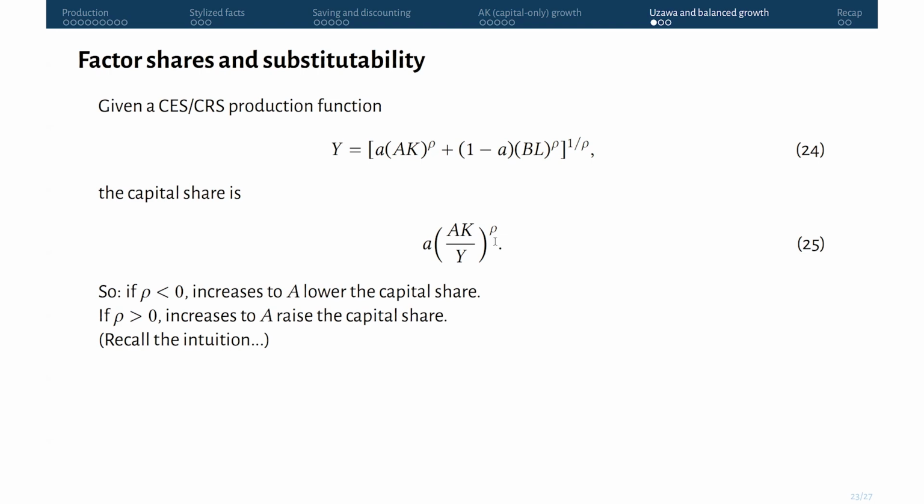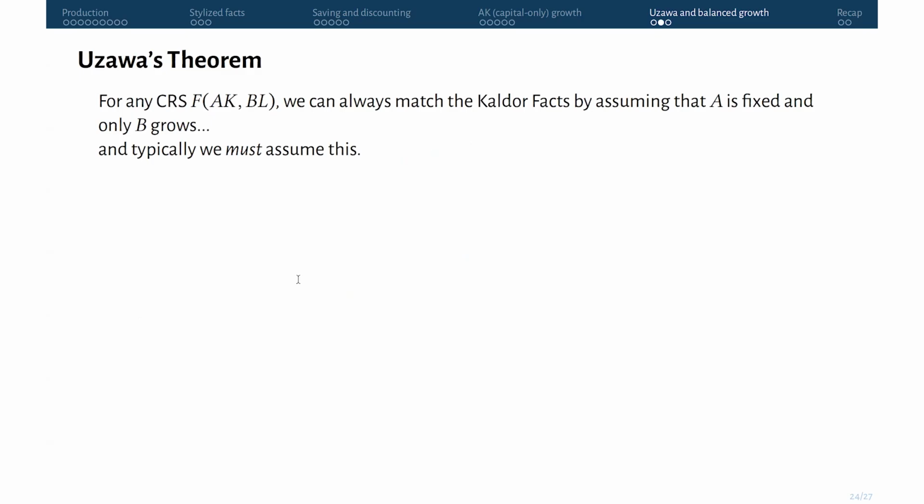Okay, so we're thinking about the impact of changing A on the capital share. But remember the Kaldor fact that the capital share is constant. Okay? Uzawa's theorem tells us that if we're looking at some data over time, over the path of wages and interest rates and output, we can always match the Kaldor facts by positing a production function in which A is fixed over time, so only B grows. And in fact, typically, we're going to have to assume this.